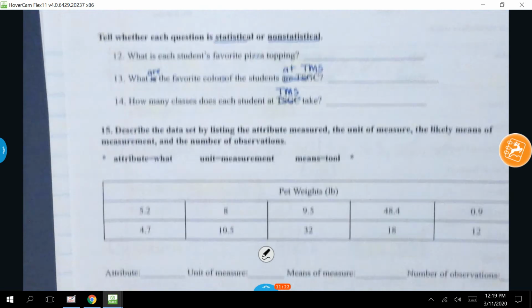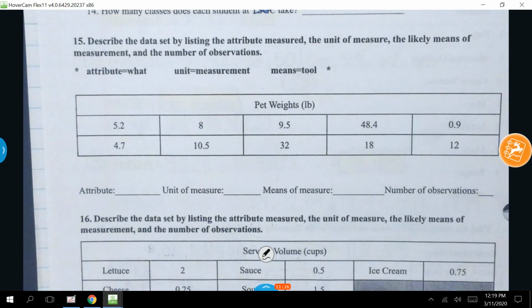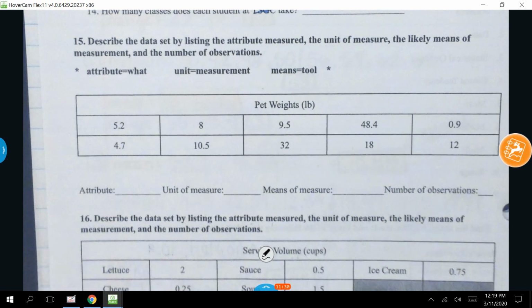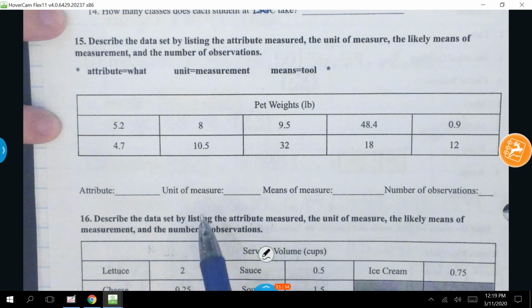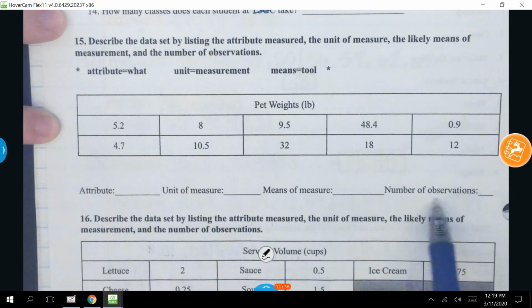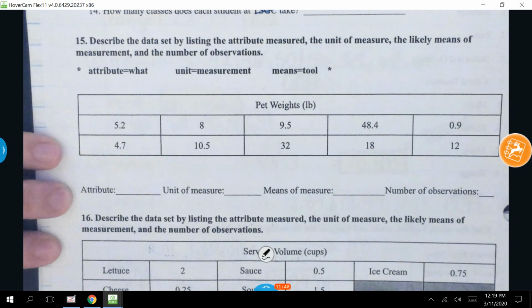All right. I want us to look at number 15. It's going to be really important that we take a moment to look at this together. Number 15 is asking us to figure out the attribute, the unit of measure, the means of measure, and the number of observations. Attribute. What did we say that was on the front? Does anyone remember? Flip your paper over if you need to.